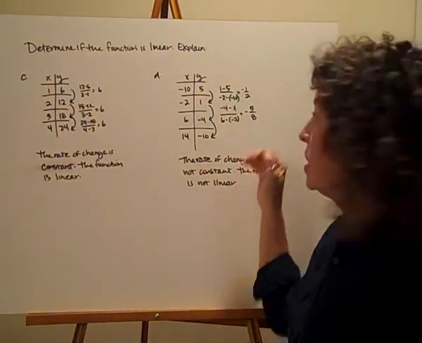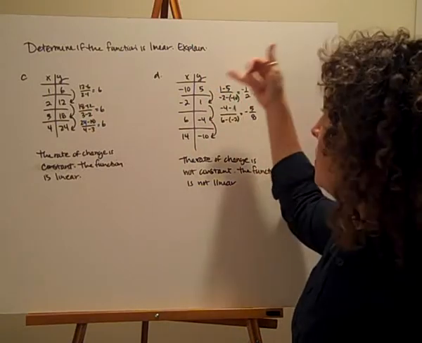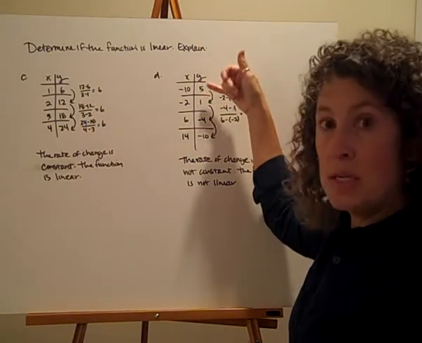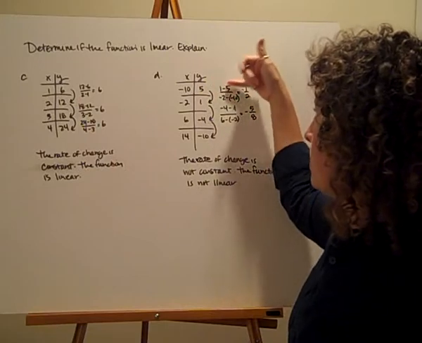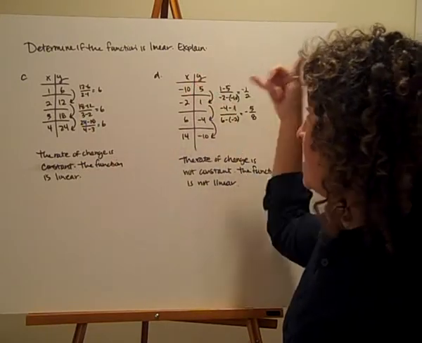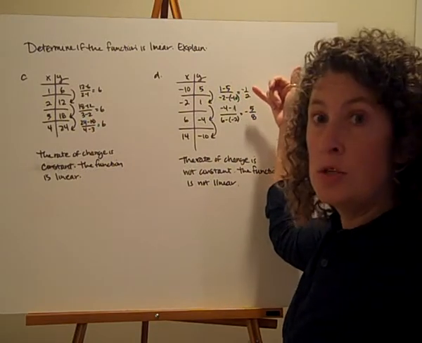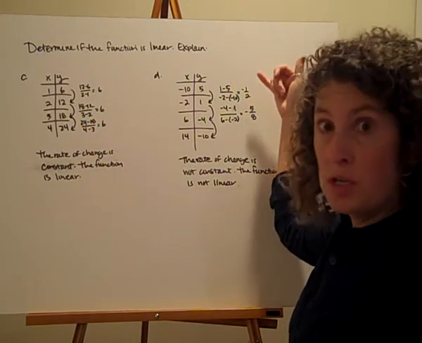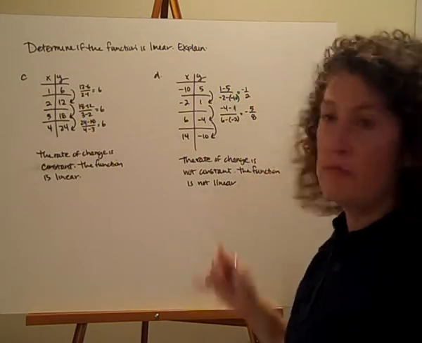Let's take a look at another table. So again, I'm going to do the same thing here. I'm going to take my dependent, my output, and find the rate of change, so 1 minus 5, and my independent, 2 minus -10, and I simplify that to a fraction of a rate of change of -1/2. So rate of change of -1/2.